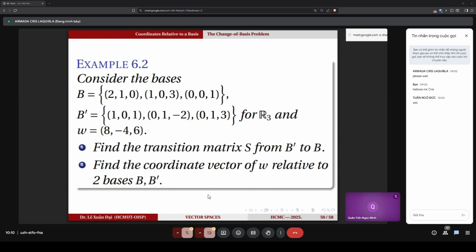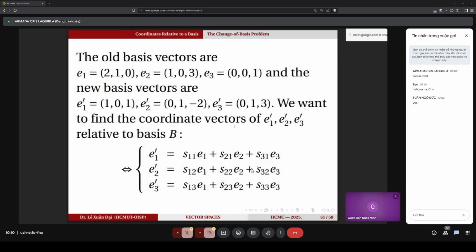Consider the basis B equal to that one, and B prime is that for R3, and your W is 8, negative 4, 6. Number one, find the transition matrix S from B prime to B, and then find the coordinate vector W relative to the two bases B and then B prime. So for part two, we're going to find the WB and then the WB prime. Here, finding transition matrix S.